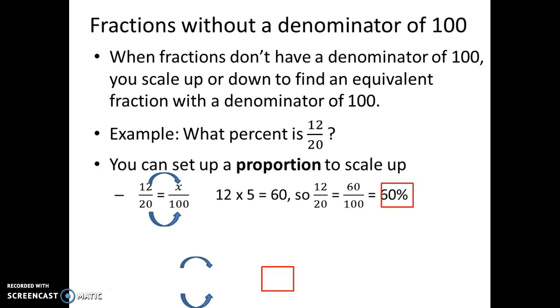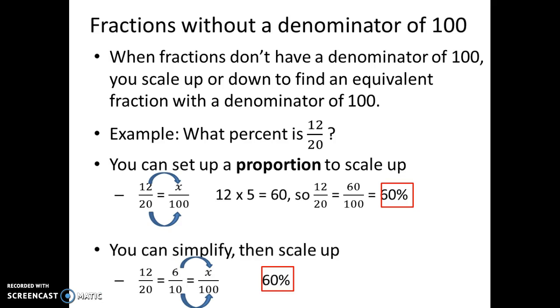First I'm going to talk about when you scale up. We can set up a proportion to scale up. So 12 twentieths equals x over 100. Now to get from 20 to 100, we multiply by 5. So I do the same to my numerator. 12 times 5 equals 60. So 12 twentieths equals 60 hundredths. Since my denominator is now 100, my numerator is going to be my percent. So 60 hundredths equals 60%.